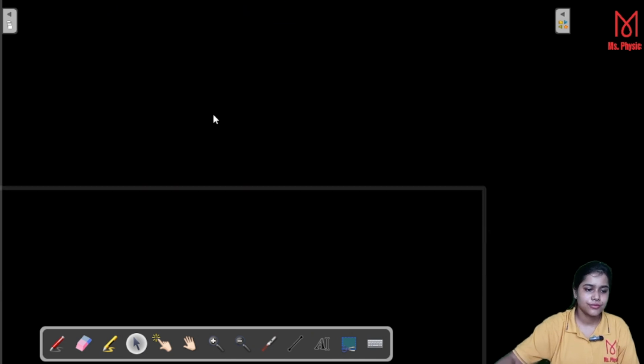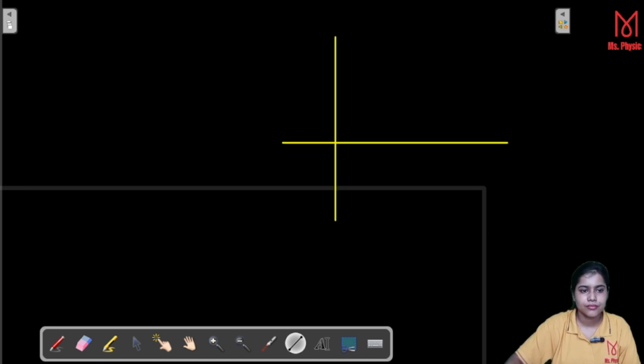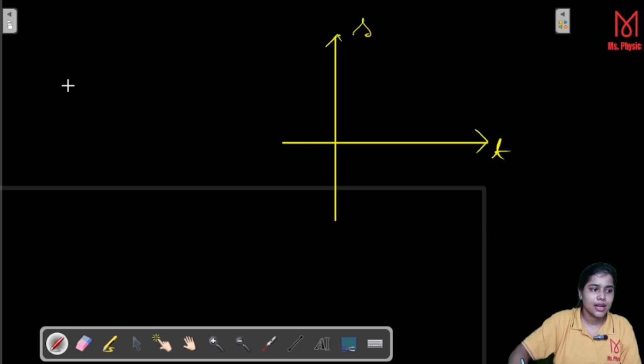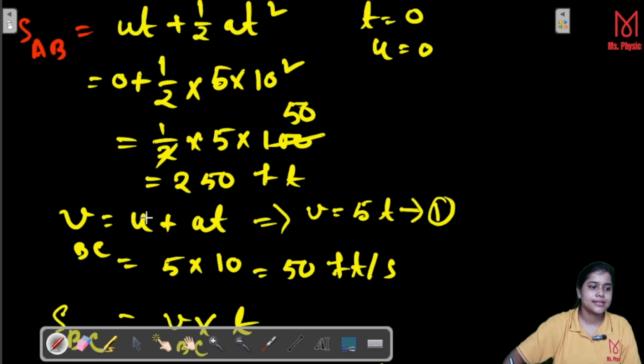So first let me plot it. Along the x-axis is time, and along the y-axis is position S. You have to plot the distance. Now first we will go for SAB. To calculate SAB, first we will use the equation V is equal to U plus AT. Since U is equal to 0 and A is 5, V is equal to 5T. I have given it as equation number 1.